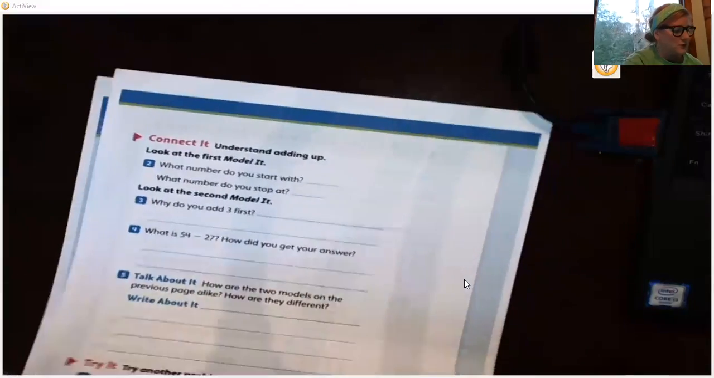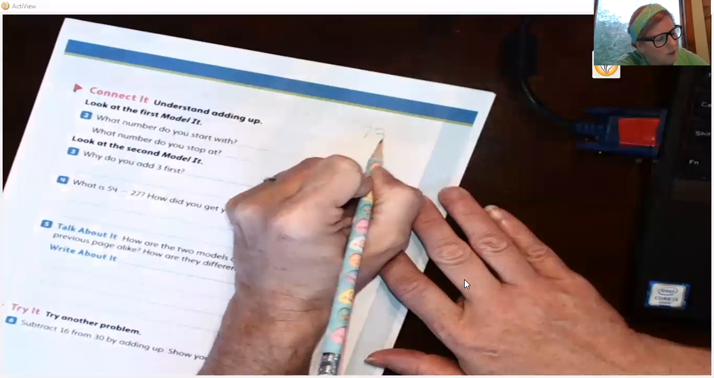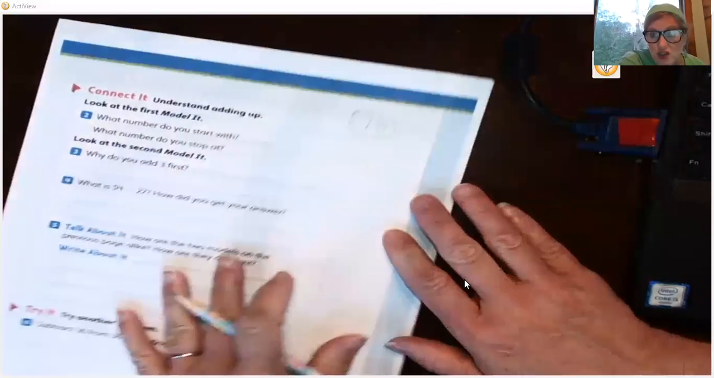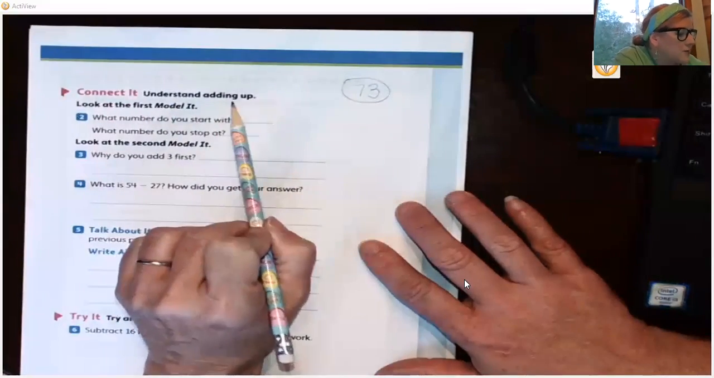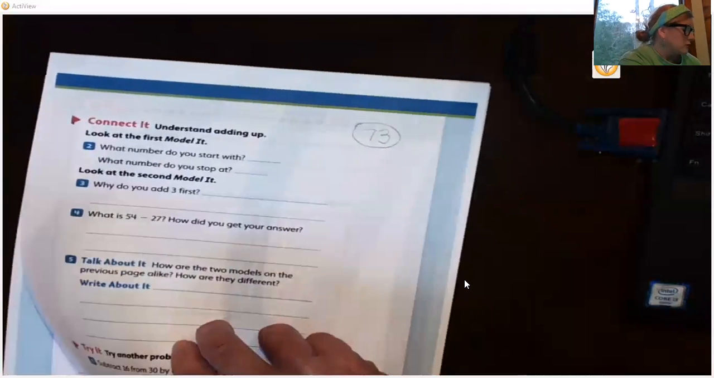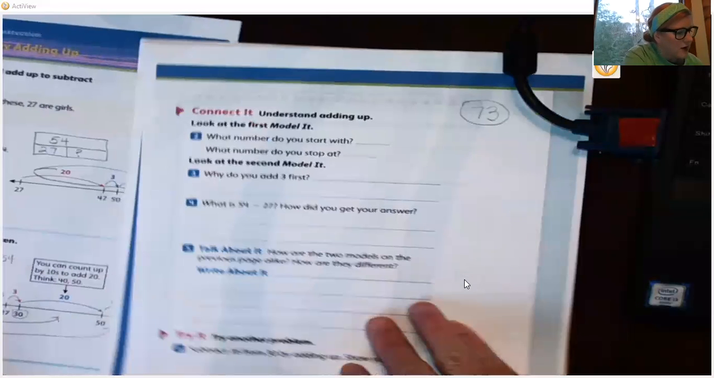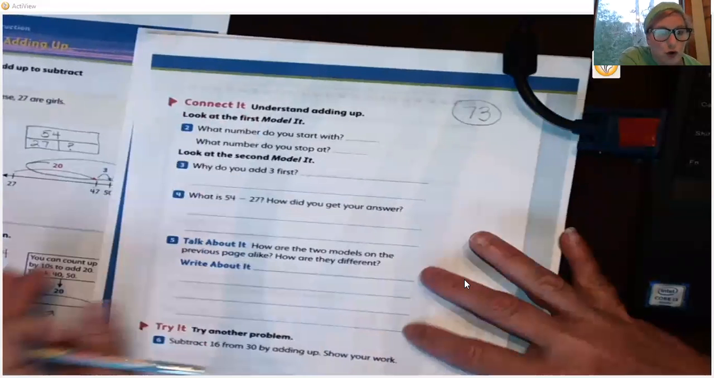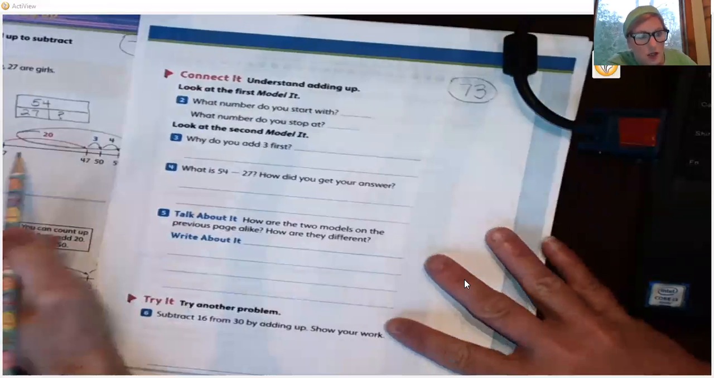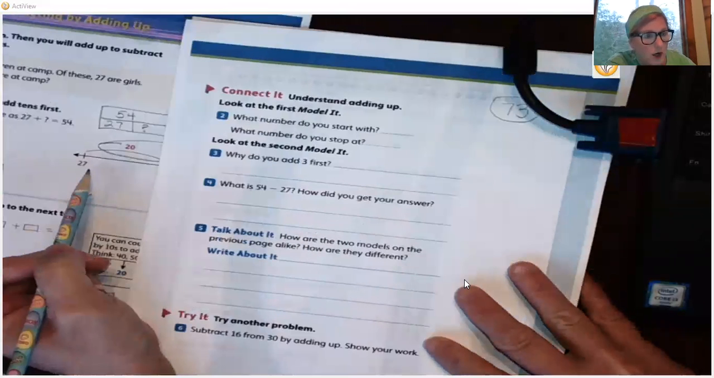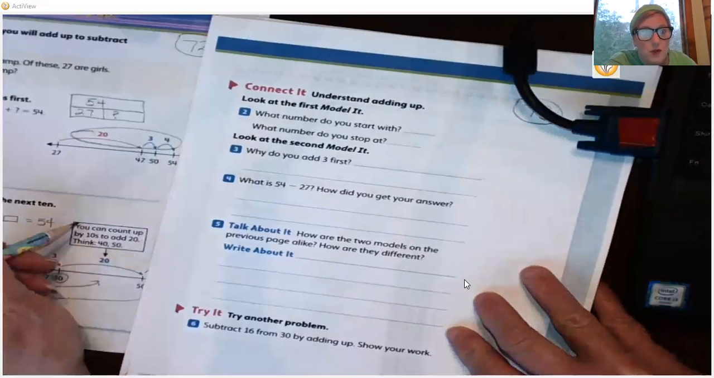Yeah. So let's move on to the next part of this, which is page 73. Moving right along. There are a lot of pages, but there aren't many questions on each page. So understanding adding up. So look at the first model it. Let me go back to put the page beside it so you can kind of see it there. So what number do you start with? You start with, on this number line, right? You are starting with 27.